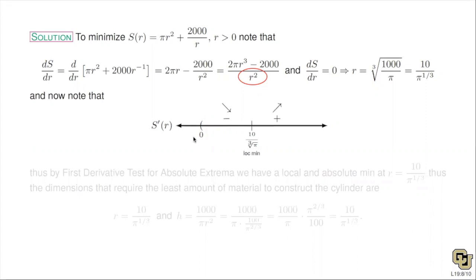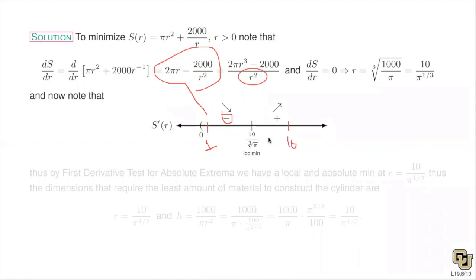So here we're in our domain 0 to infinity, and to the left of 10 over the cube root of pi, this function is negative. So for example, pick something small, pick 1. So take that and plug it into the derivative. I'm actually going to plug it into this version of the derivative. Plug in a 1, you get 2 pi minus 2,000, that's negative. And then on the other side, for example, you could just take 10 if you want. 10 will be bigger than 10 over the cube root of pi, because cube root of pi is bigger than 1. I'll let you think about why all those statements are true.